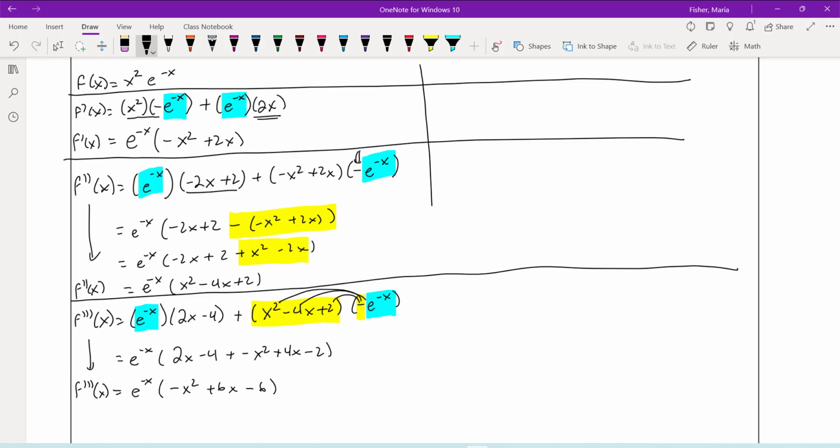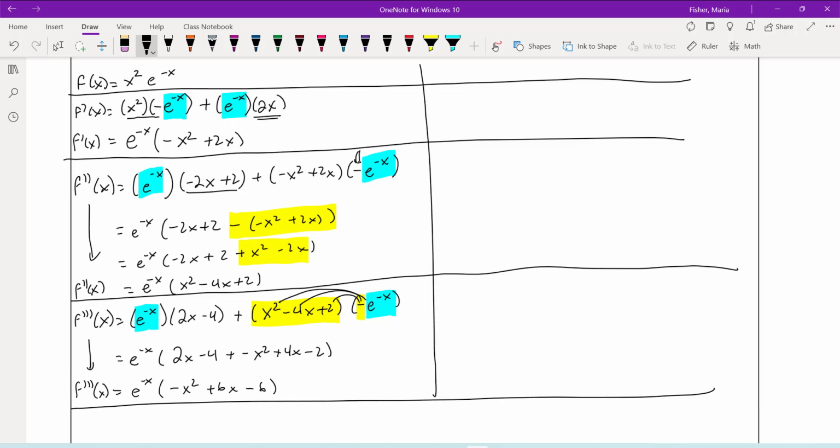Now we need to evaluate each one of those at 0 because we're finding that Maclaurin polynomial. What is f of 0? Well, that's just going to be 0 squared times e to the negative 0. If you put that in a calculator, you get 0. Going to the next one, f prime of 0 would be e to the negative 0 times negative 0 squared plus 2 times 0. If you stick that into a calculator, you get 0 again.